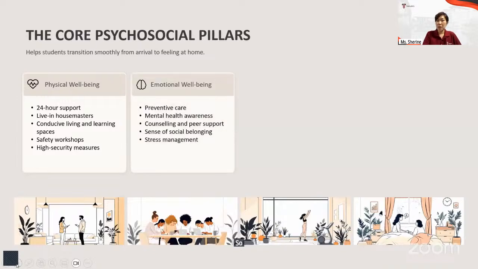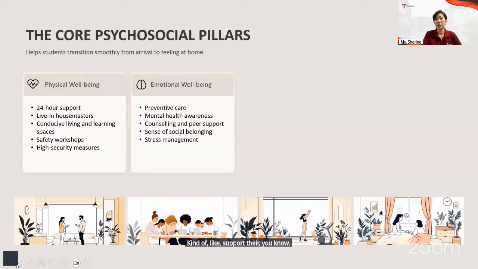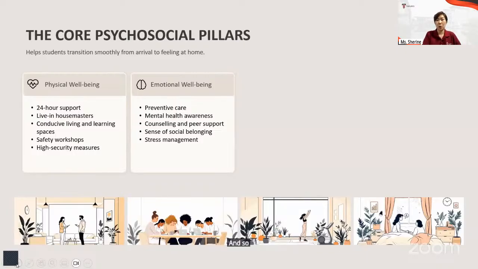So for emotional well-being, we understand that it's very, very important for them to adapt in their home away from home. So that's why we actually tailored a lot of different programs and support to support their emotional well-being in terms of preventive care, mental health awareness. We also provide counseling and peer support, our residents buddy, and so on. And also, we provide different kinds of stress management workshops as well.